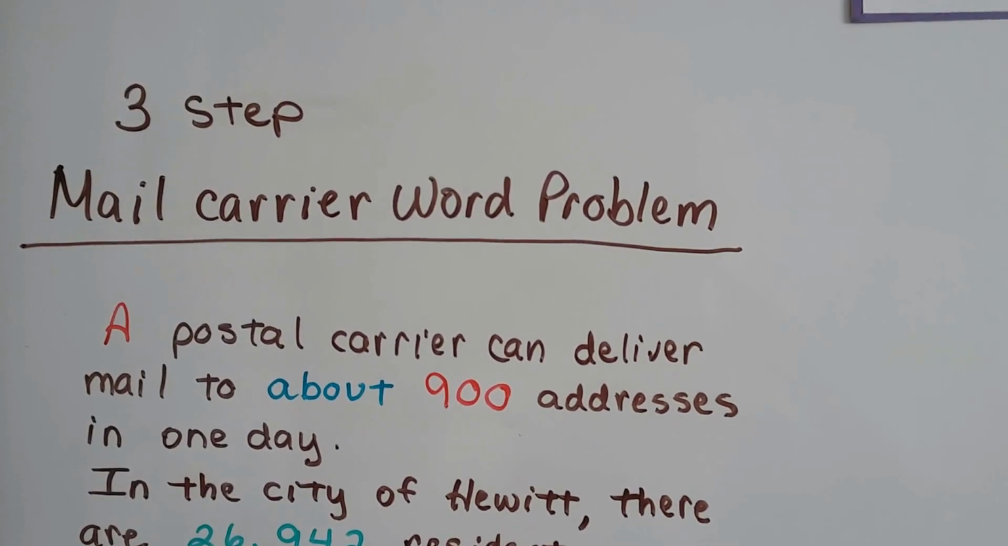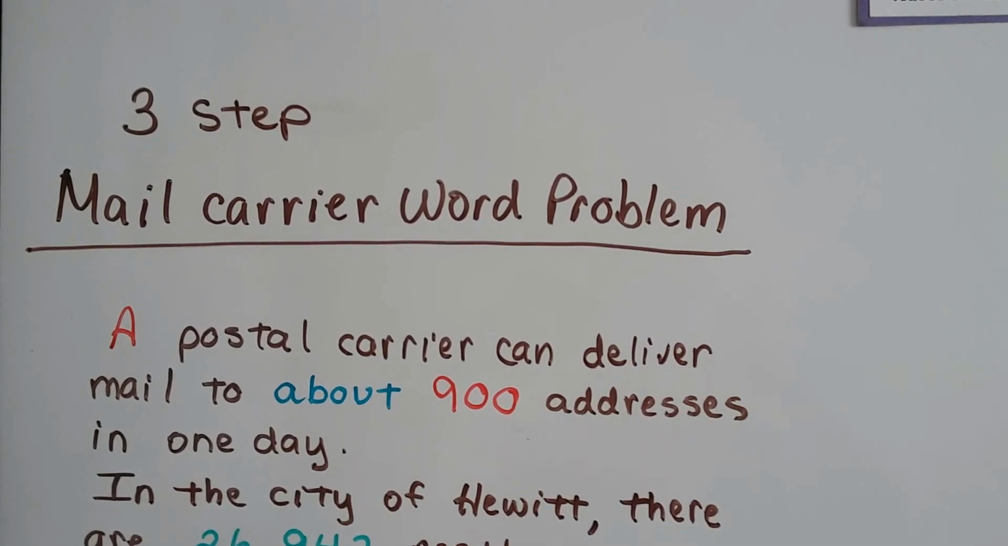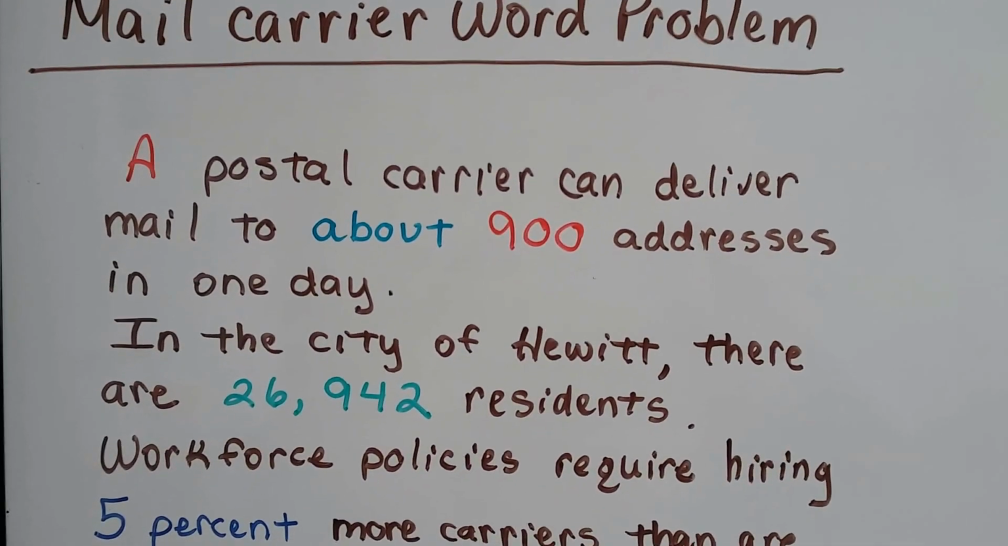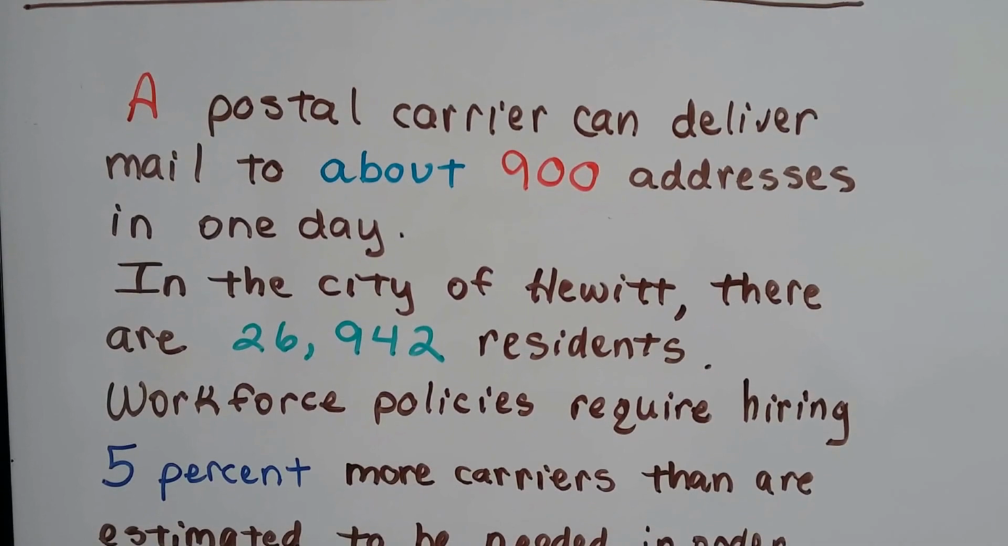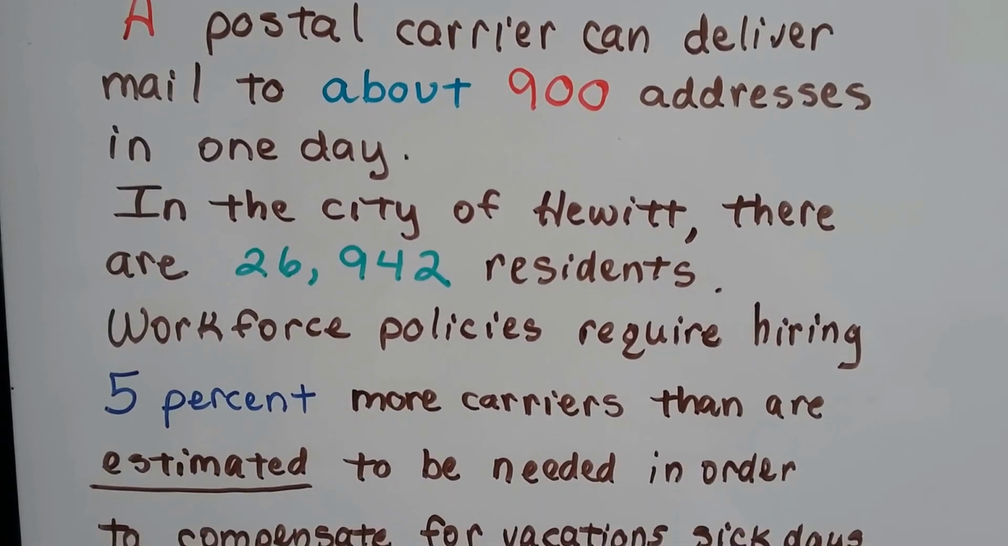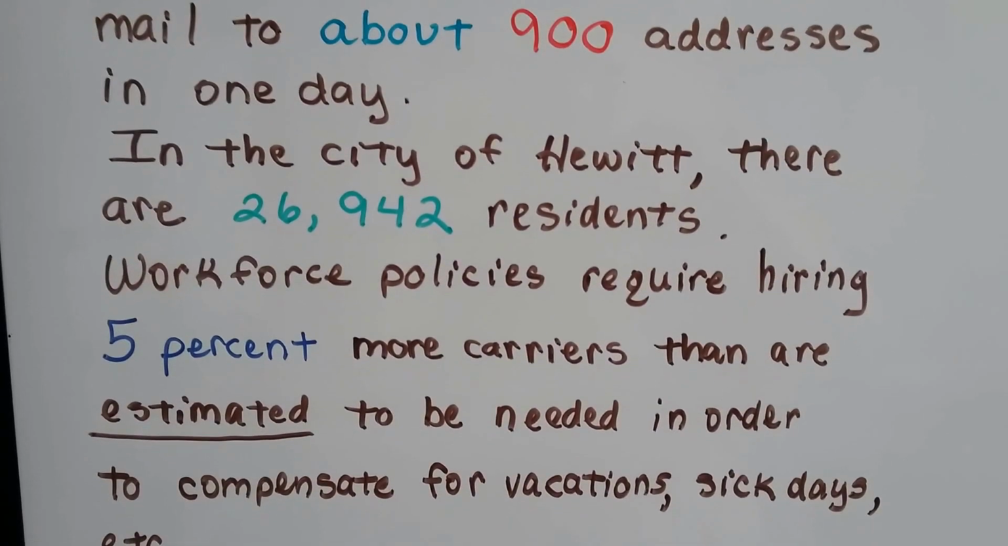Okay, we have a three-step word problem here. This is a mail carrier word problem. A postal carrier can deliver mail to about 900 addresses in one day. In the city of Hewitt, there are 26,942 residents.